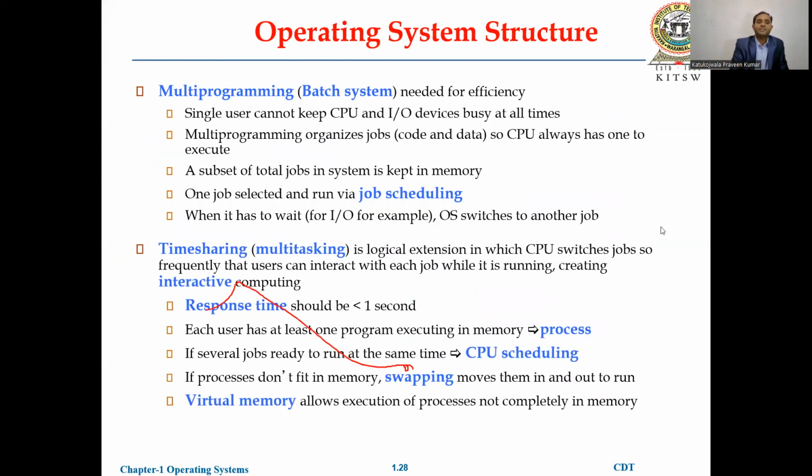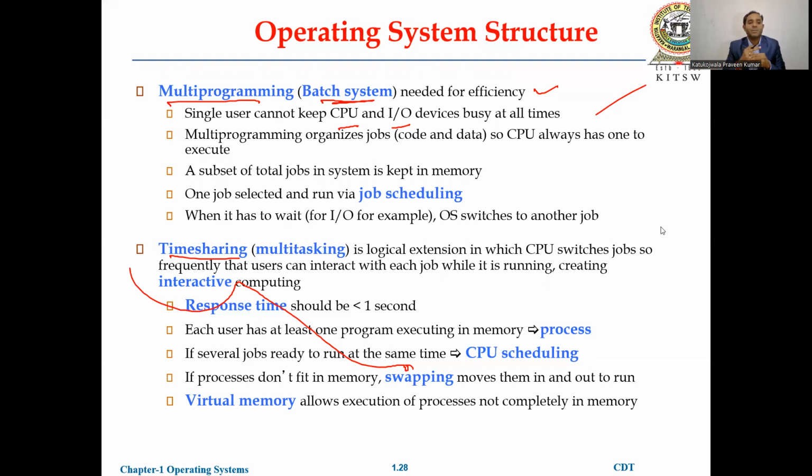So the operating system structures are, one is multi-programming and time sharing. Multi-programming is a batch system, we can say, and it is needed for efficiency. A single user cannot keep the CPU and I/O devices busy all the time. For example, if systems are in a network and a single user is holding all the I/O devices, then it will send a busy signal to the remaining users. That will be the drawback of your systems.